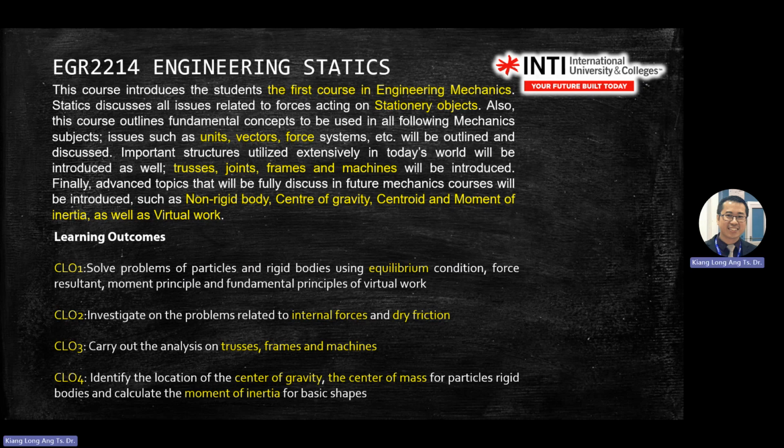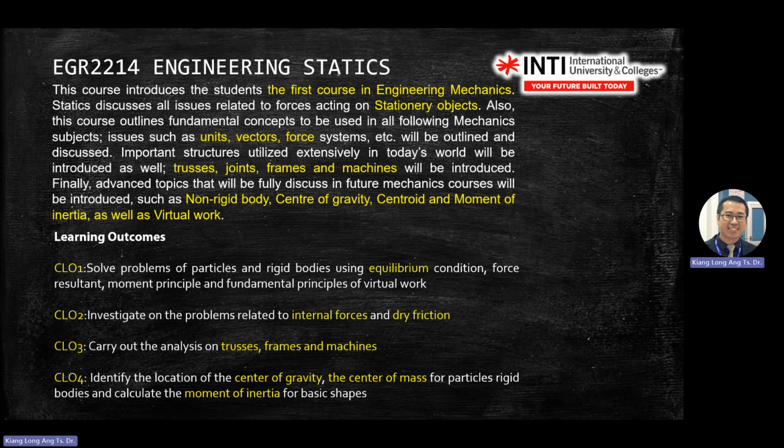So all the modules will be the same. You have a learning outcome. There are 4 learning outcomes for this one. Why is this important? Because this is how we set the exam questions for you. It will be either in your test 1, test 2, or final exam. Your test 1 will cover CLO1 and CLO2. This one will be question 1. This one will be question 2.